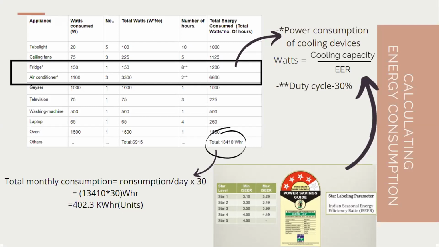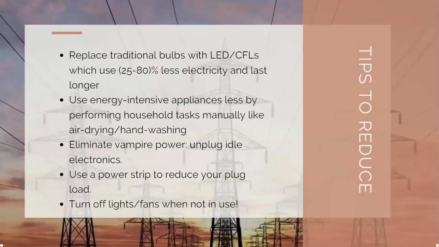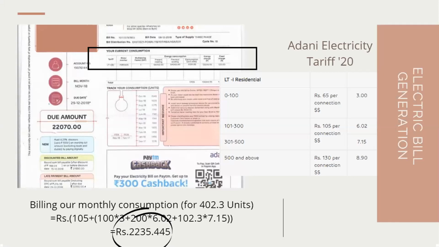Now, 1 kilowatt hour is 1 unit. So thus we have a monthly consumption of 402.3 units, which is what we see in our meter. So now moving ahead to the actual billing part of it. So this is our usual Adani electricity bill which we get in a Mumbai apartment. I've boxed out the consumption part.